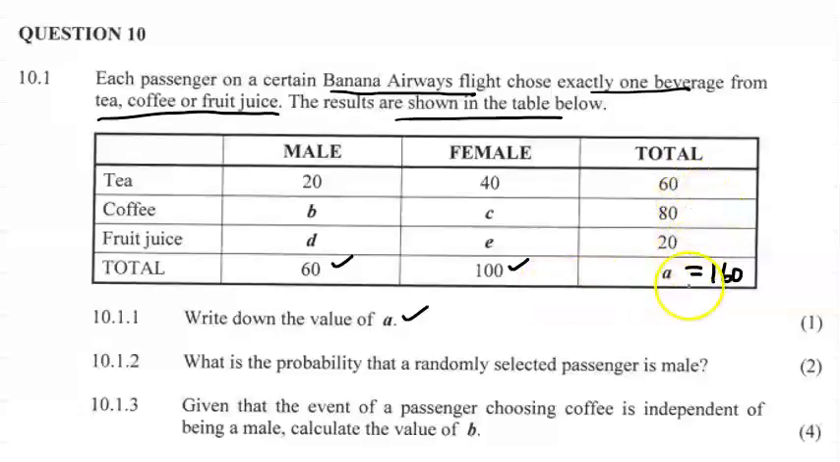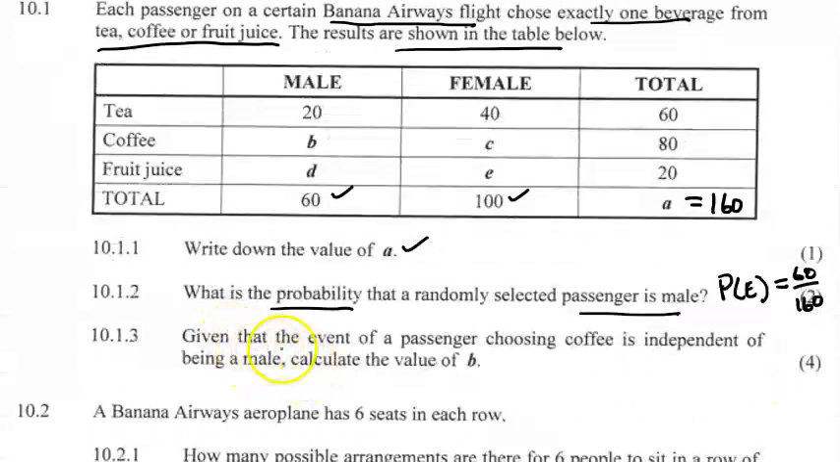So that's a cross-check, or you can go down and add up everything. 80 plus 20 is 100, plus 60 is 160. Then it says, what is the probability that a randomly selected passenger is male? So for a male, the total number of males is 60, so that'll be 60 over 160. So the probability of that event occurring will be 60 over 160, and we'll simplify that. We'll write the solutions neatly in a moment.